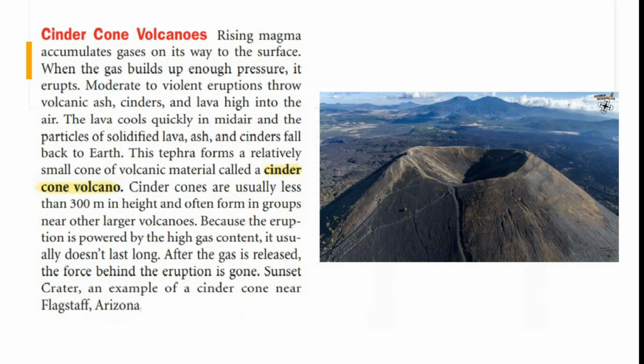Cinder cones are usually less than 300 meters in height and often form in groups near other large volcanoes. Because the eruption is powered by the high gas content, it usually doesn't last long. After the gas is released, the force behind the eruption is gone. Sunset Crater is an example of a cinder cone near Flagstaff, Arizona.